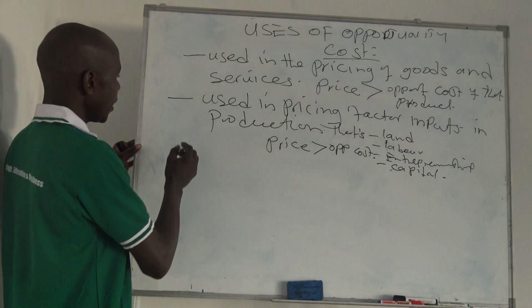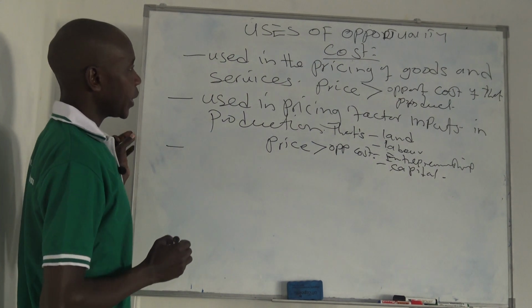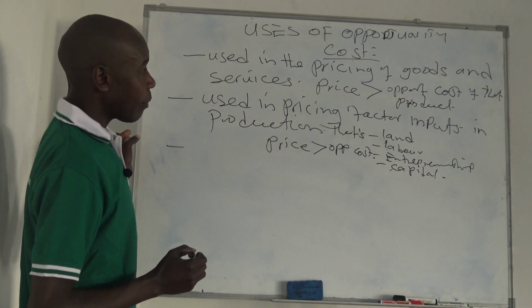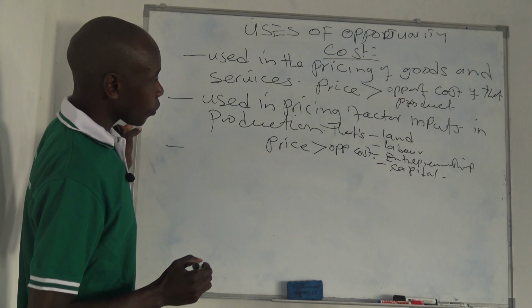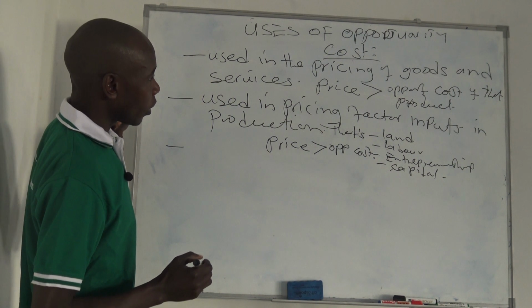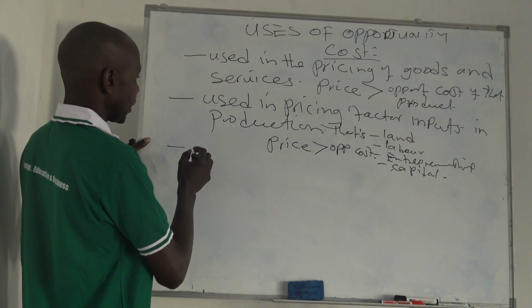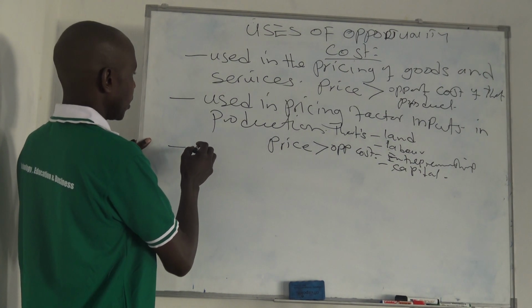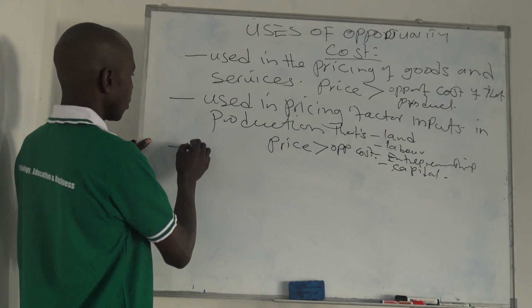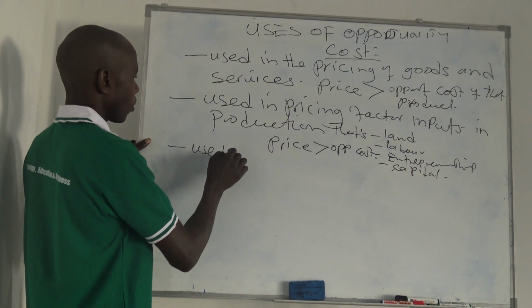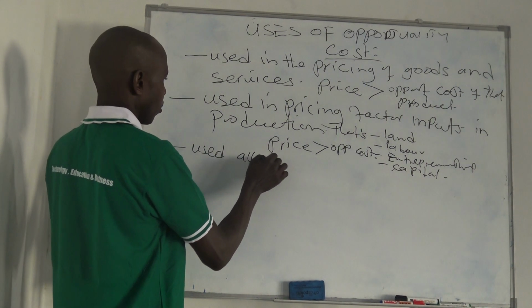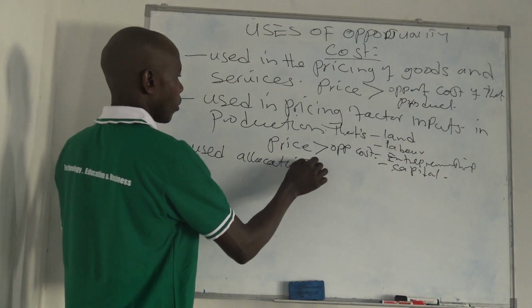Then number 3, we said there are basically 4. Number 3, it is used in allocation of resources.